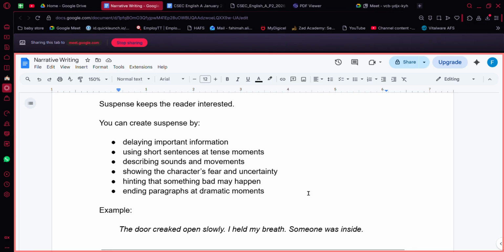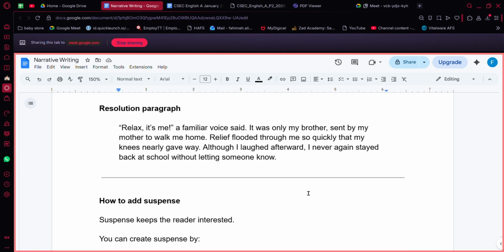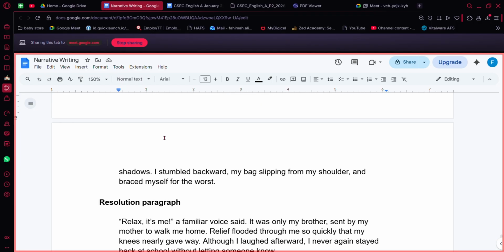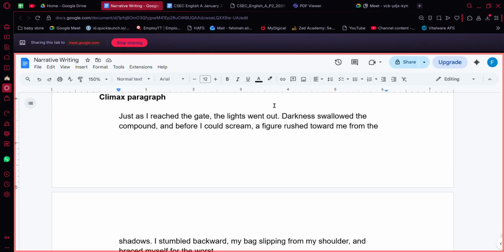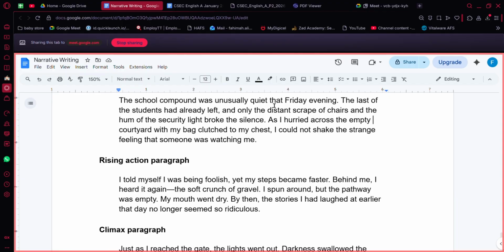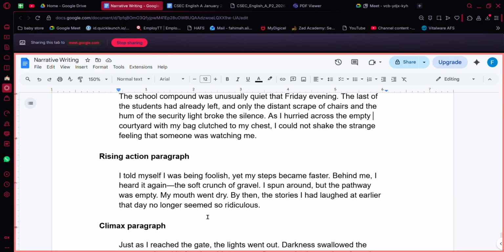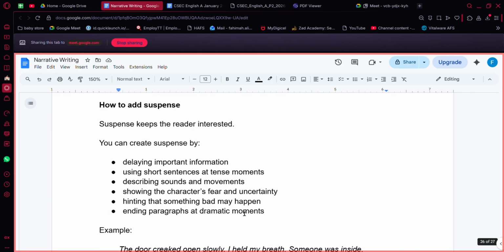So for example, when they said, "My mouth went dry." That is a very short sentence, so it adds suspense to the story. Describing the sounds and the movements, showing the character's fear and uncertainty, hinting that something bad may happen, or ending paragraphs at dramatic moments.